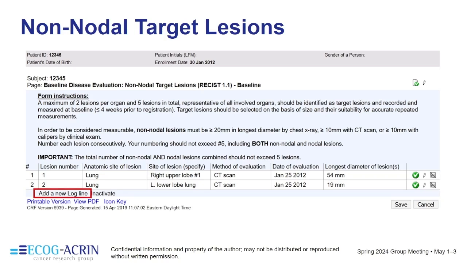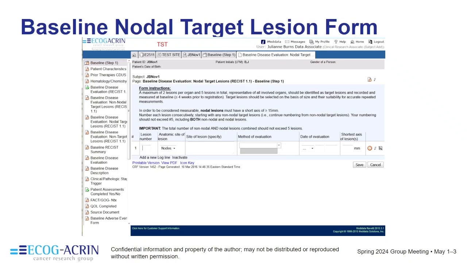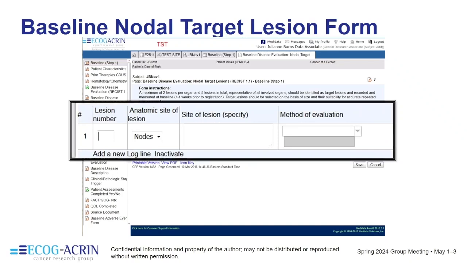And at the bottom of this form, there is an add a log line if you are missing target lesions, and there's also an inactivate. Baseline nodal target lesions forms are similar. You have a lesion number. Lesion numbers for all target lesions should be continuous.